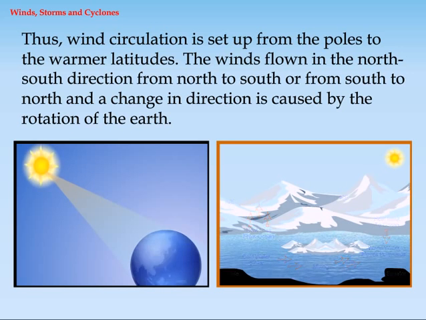The winds flow in the north-south direction, from north to south or from south to north, and a change in direction is caused by the rotation of the Earth.